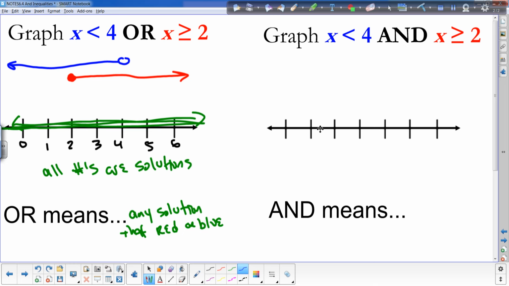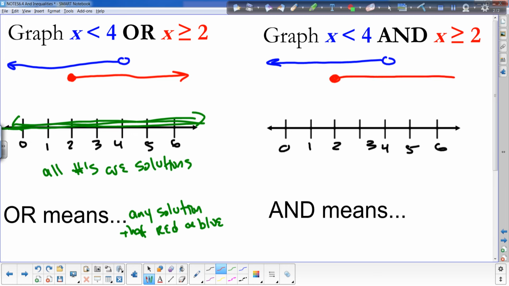Still going to graph the blue one. 0, 1, 2, 3, 4, 5, 6. The blue one is an open circle at 4 to the left. The red one is a closed circle to the right. What and means is that it must be a solution to both.